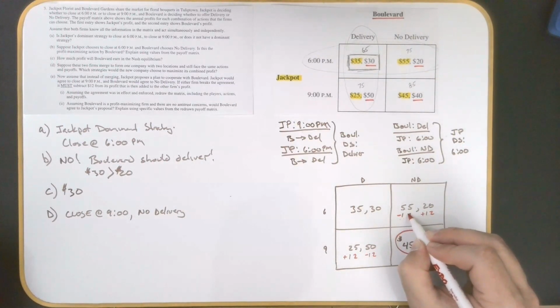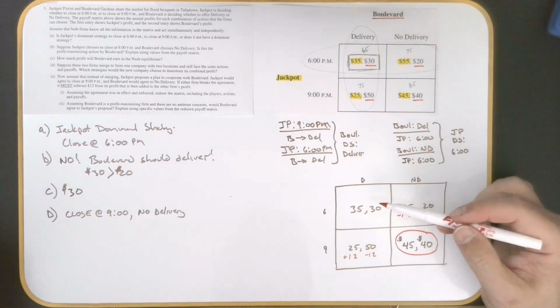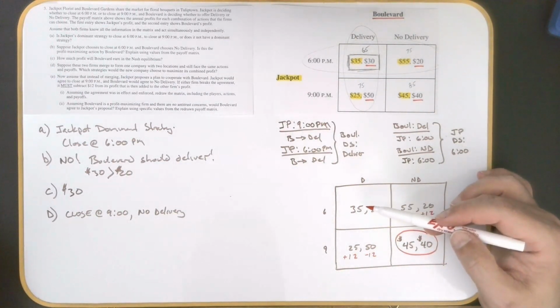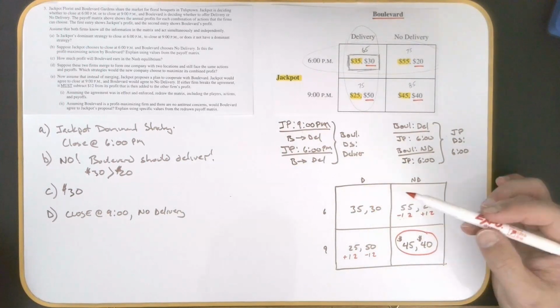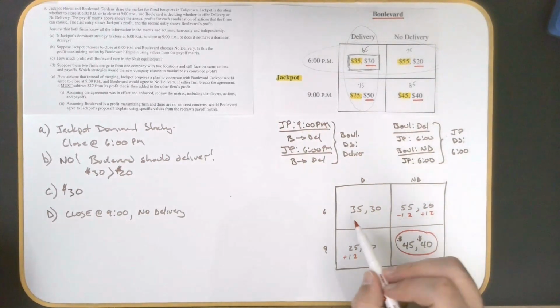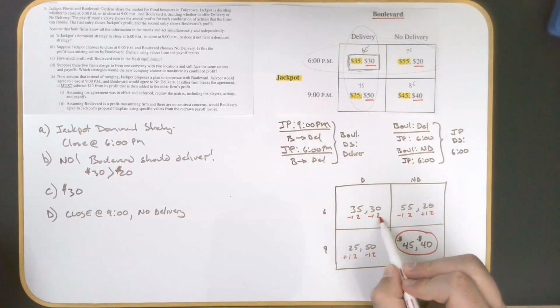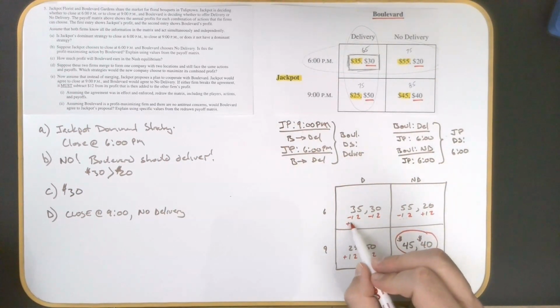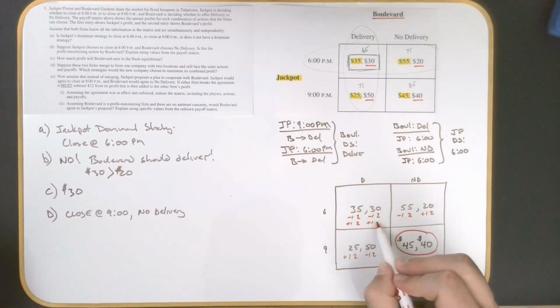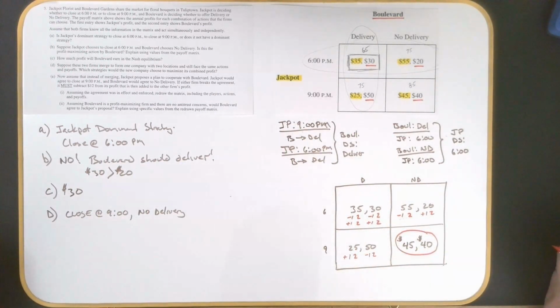Minus 12. Now, if they deliver and close at 6, they both broke the deal, so they both lose $12. But they get the other guy's $12. Hopefully that makes sense. And so then we have to redraw the matrix. Just accounting for all of these, I'm going to put these in. I'll put these in green here. So here's my new matrix.